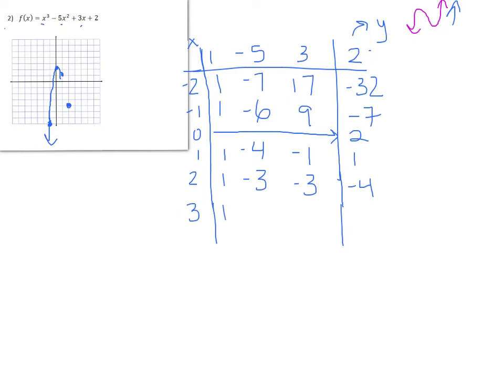So we'll drop down the 1. 1 times 3 is 3, plus negative 5 is negative 2. Negative 2 times 3 is negative 6, plus 3 is negative 3. Negative 3 times 3 is negative 9, plus 2 is negative 7. So now we can plot the point 3, negative 7.